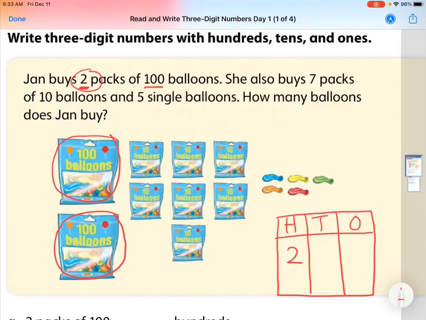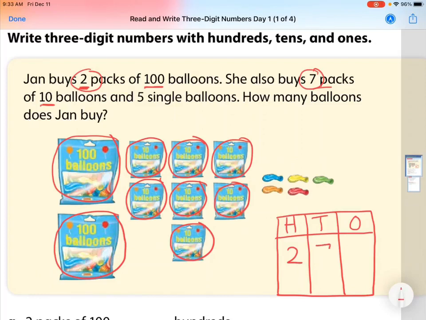Now let's read further. It says she also buys 7 packs of 10 balloons. And here I can see my 10. There's 10 in that pack, there's 10 here. So each one of these has 10 balloons inside. That's just like our place value models, the tens, right? So if I have 7 of those, that means I have 7 tens, and I can put that in my place value chart. And then finally we have 5 single balloons, and those are the ones, correct? Yes, so I have 5 ones.